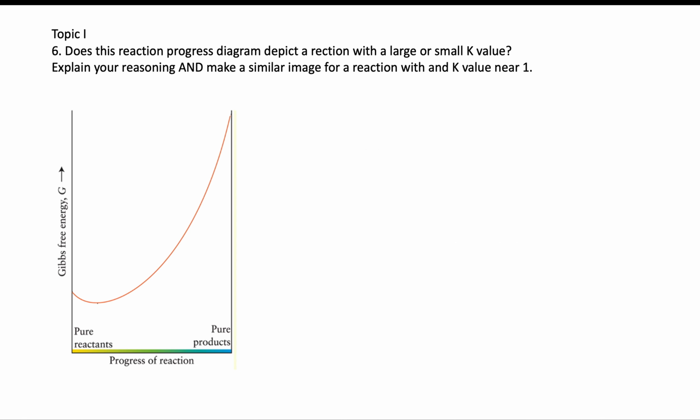How about this one? Does this reaction progress diagram describe a reaction with a large or small K value? What would be your reasoning? And then what if we changed it to a different K value?